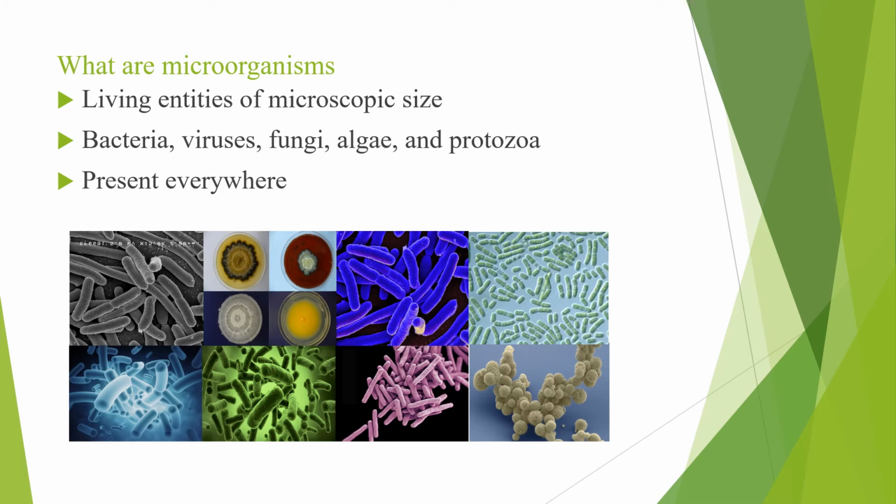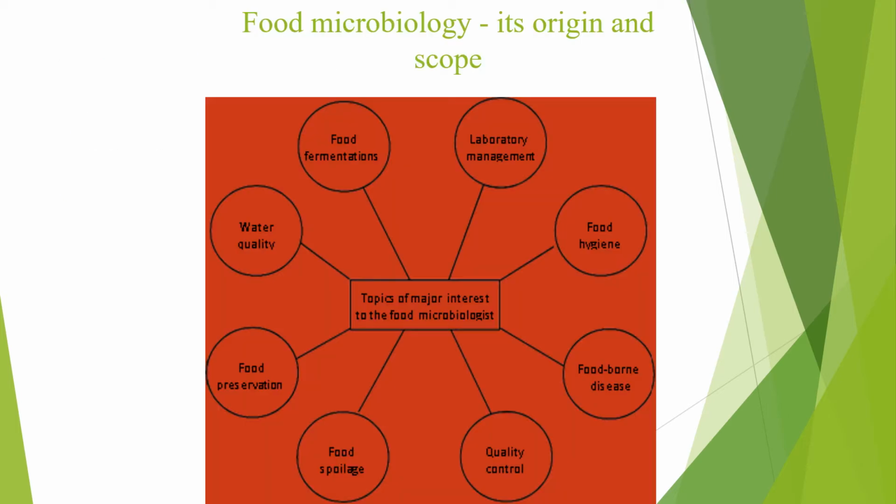Then, what are these microorganisms? We know that they are living entities of microscopic size, and the different microorganisms come under the groups bacteria, viruses, fungi, algae, and protozoa. And we all know that these microorganisms are present everywhere. That is why they are so important in our day-to-day life. They are present everywhere and they have both advantages and disadvantages. Some microorganisms are very useful and have many positive applications, while at the same time many of them are pathogenic and lead to various diseases in humans, plants and animals.